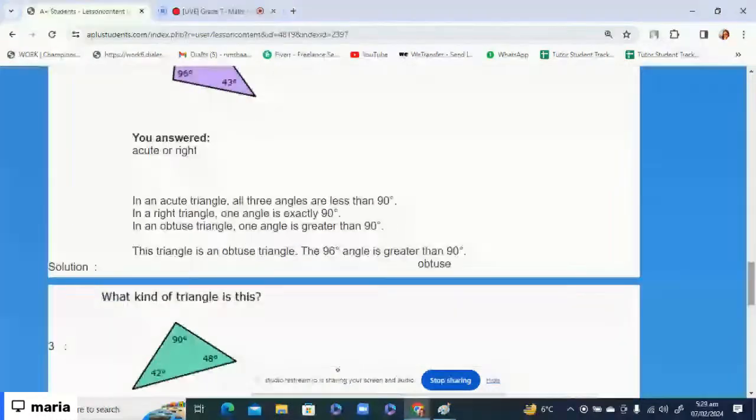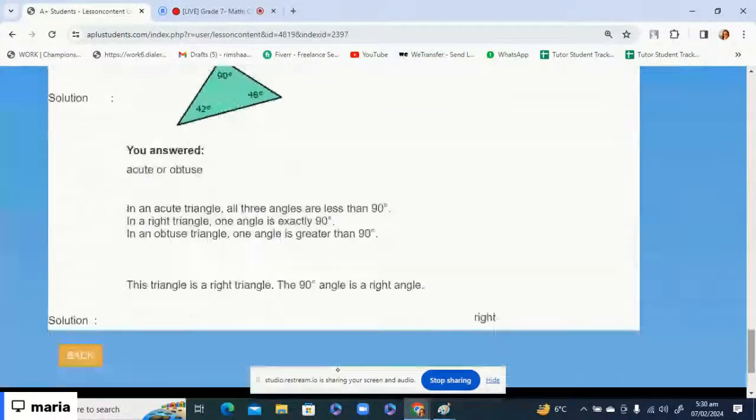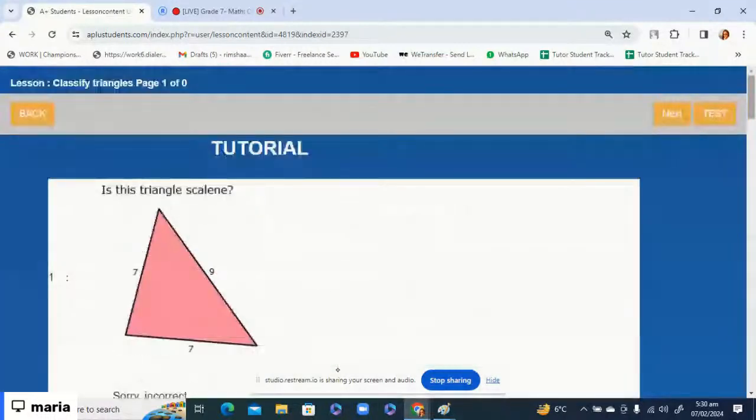Okay. Now look at this. What kind of triangle is this? It's exactly 90. So if it's exactly 90, that angle is a right angle. Okay.